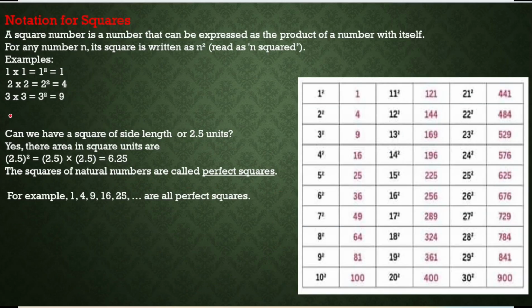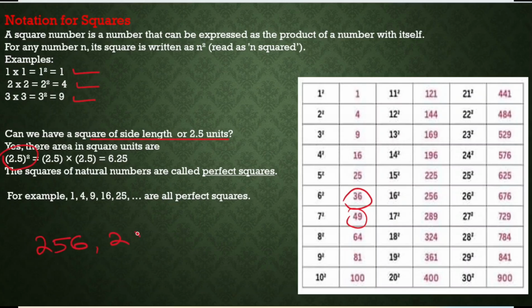1 into 1, this is 1 square. 2 into 2, this is 2 square. 3 into 3, this is 3 square. Similarly, to find 2.5 square, take a square of side length 2.5 units. What's the area? 2.5 into 2.5, simply 6.25 square units. So 1, 4, 9, 16, 25, 36, 49, all of these are the perfect squares.